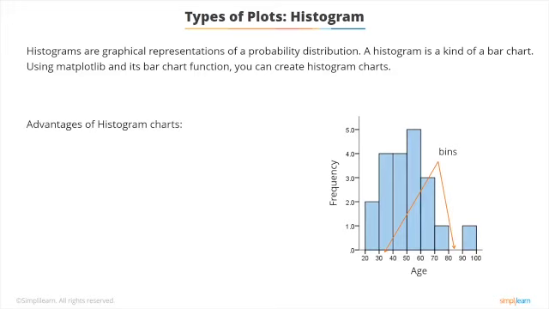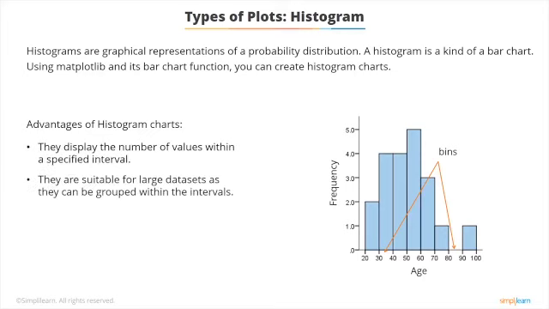A histogram chart has several advantages. Some of them are as follows. It displays the number of values within a specified interval. It's suitable for large datasets as they can be grouped within the intervals.